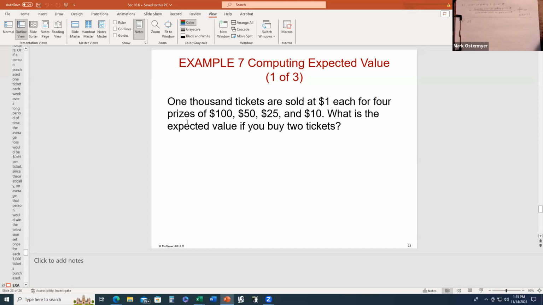All right, here's another game. Suppose 1,000 tickets are sold at $1 each for 4 prizes: $100, $50, $25, or $10. What is the expected value if you buy 2 tickets? In other words, if we were to play this game many times, on average, what would be our expected winnings? To answer this, we should first find out what our expected winnings would be if we play the game just one time.